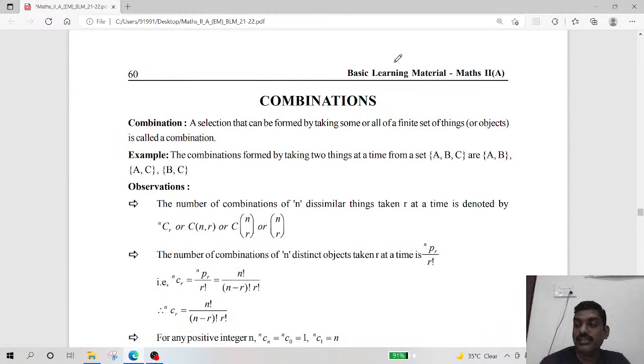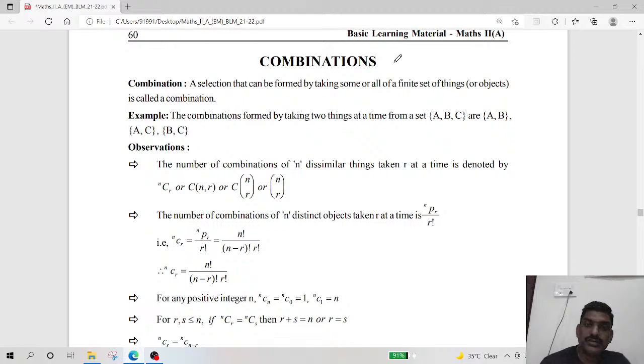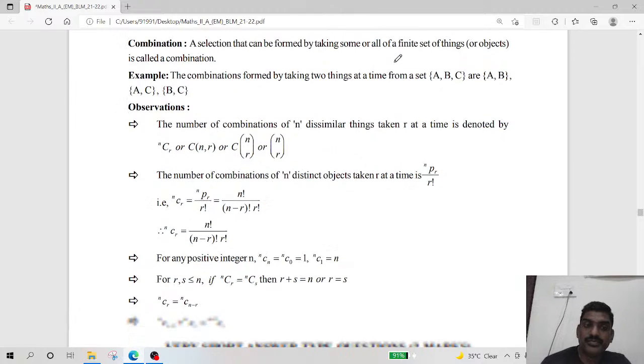What is combination? Already in the beginning I have told you the combination is nothing but a selection. Right, here, for example, the combinations formed by taking 2 things at a time from the set A, B, C are nothing but AB, AC, BC. Okay, AB, AC, BC only, not BA, not CA, not CB. AB, BA both are same, no need to take separately.